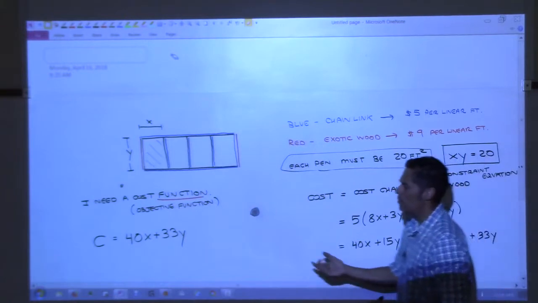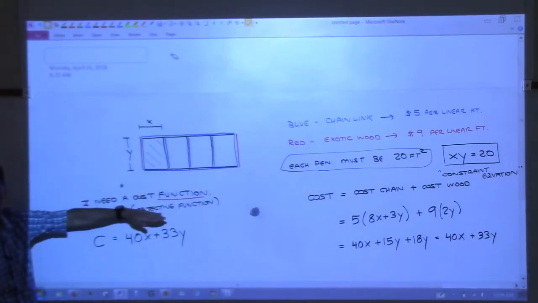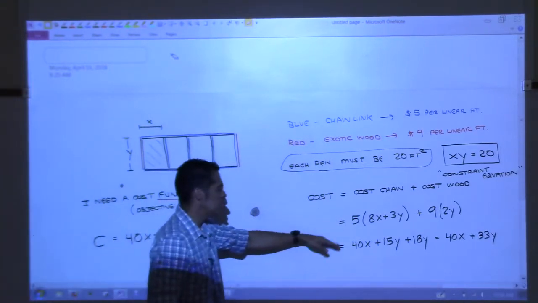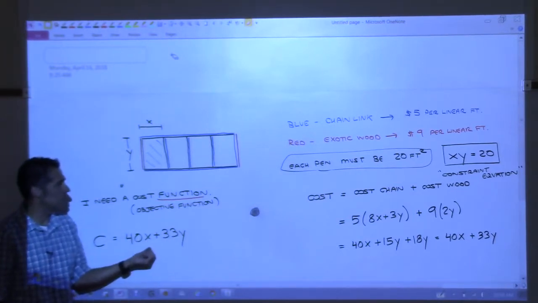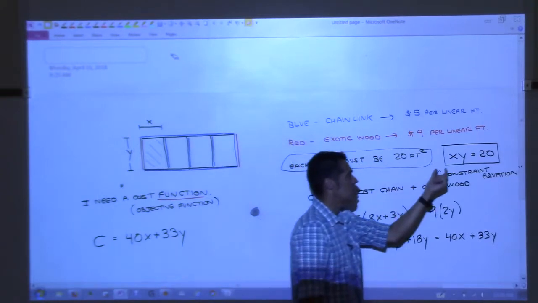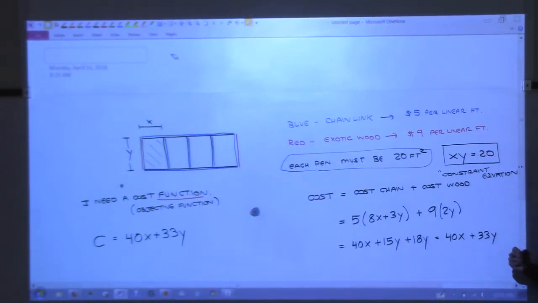So we were trying to find our objective function, right? We set out to find our objective function. We kind of assigned some variables. We came up with a cost function. Our cost function had two variables in it, so we were kind of like, crap, what do we do? Then we realized there's a piece of information that we haven't used that creates this constraint on the x and the y. You can't just let x and y be anything you want. They have to multiply to be 20, right?